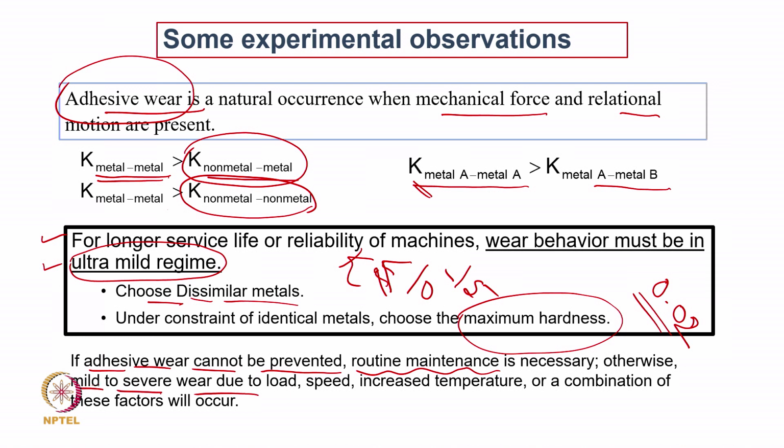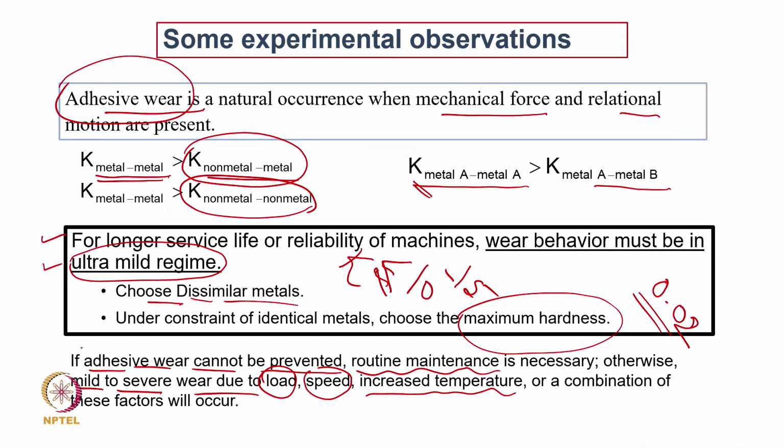Otherwise, mild wear will turn out to be severe wear, reason being there will be fluctuation in load, and stress level will increase, because only the particles are going to be subjected to load and increase in stress. Sometimes speed will reduce or speed will increase, and there will be an increase in friction that will increase the temperature also, or a combination of all.